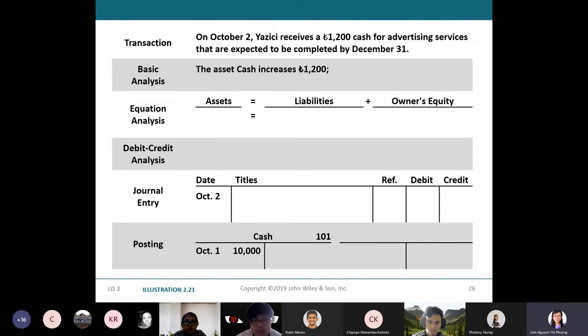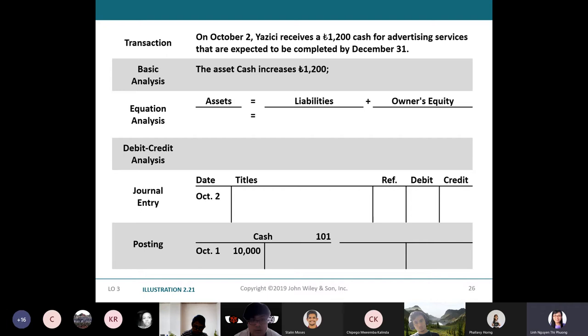Now, the services are expected to be completed by December 31. It means, did we provide a service to the customer yet? Not yet. So we cannot use the service revenue account, okay, class? Remember, we haven't done the service to the customer yet. You cannot use the service revenue account. The service revenue account is increased when we have already provided the service to the customer.